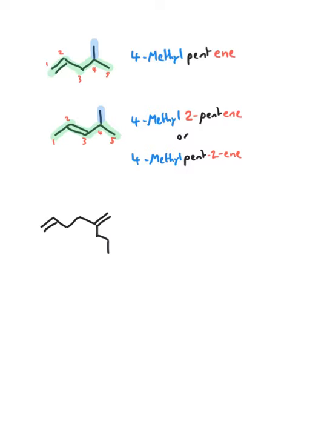Now try to name the following structure. You may pause now. And here's the answer. Notice that because we had double bonds on both ends, we chose to start the numbering on the end that was closest to the branch.